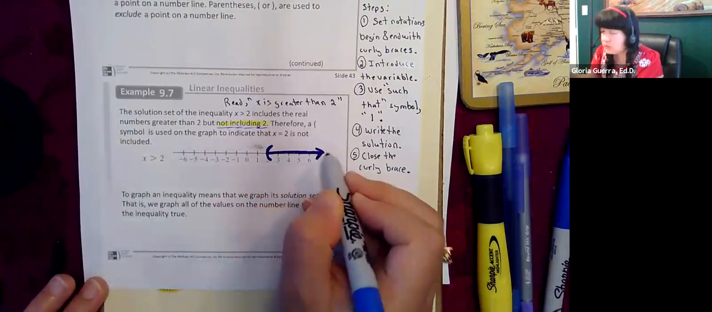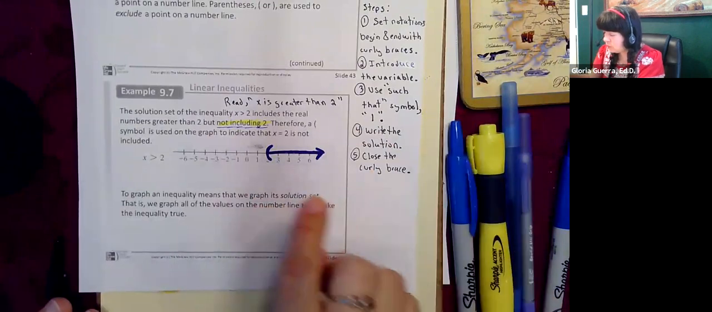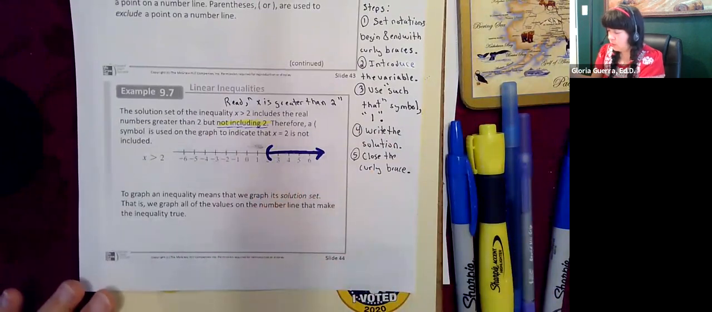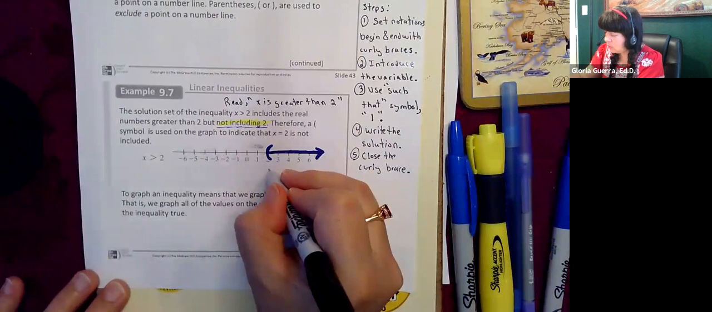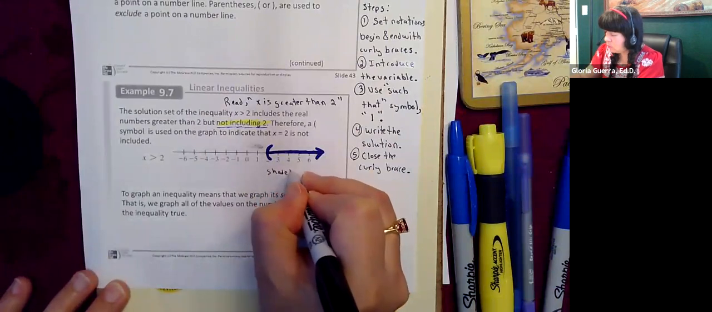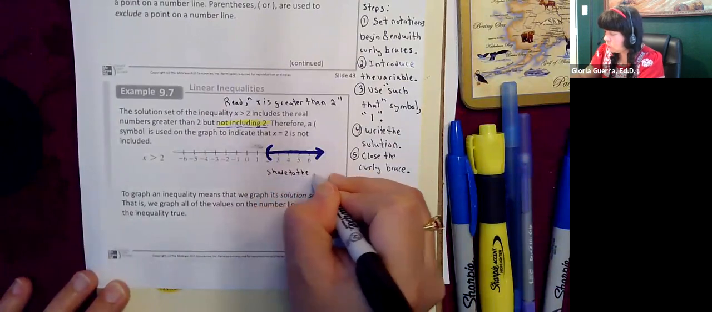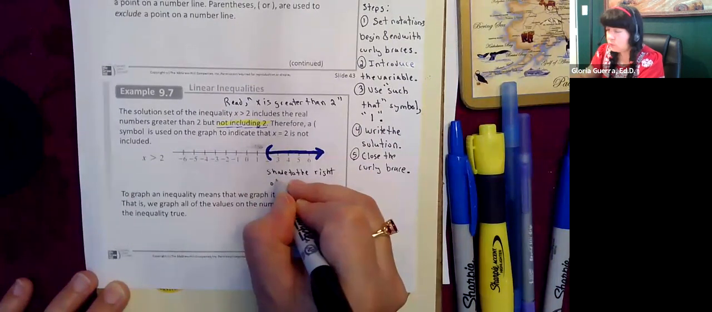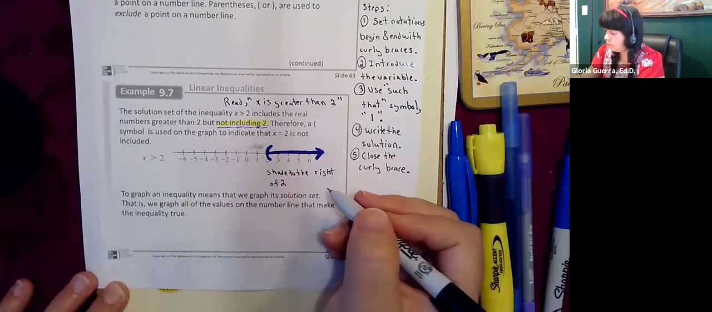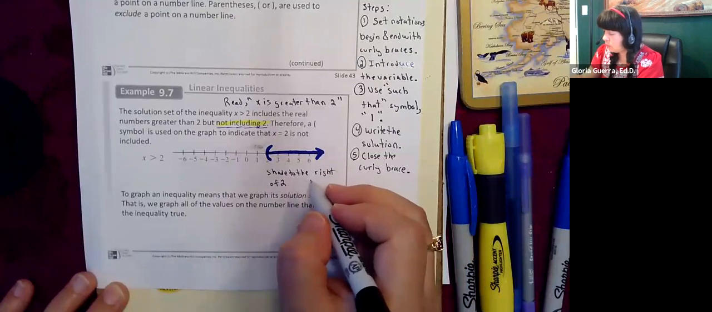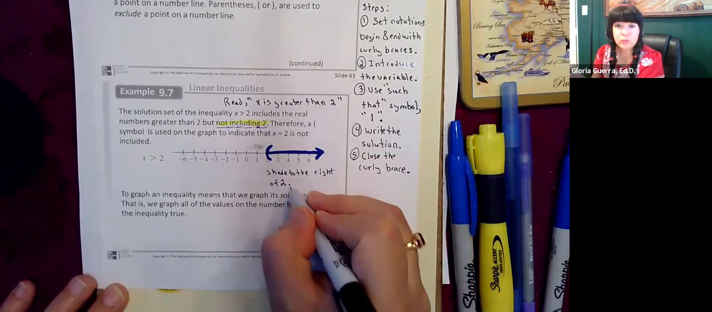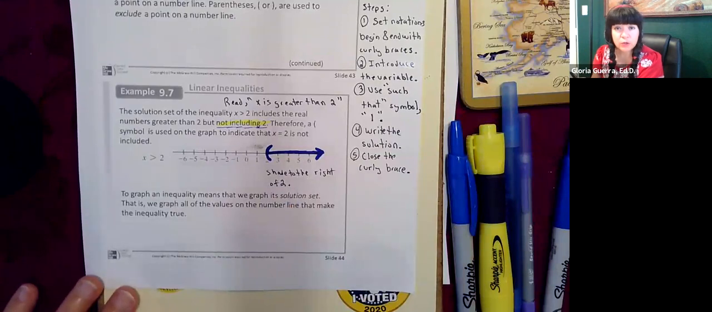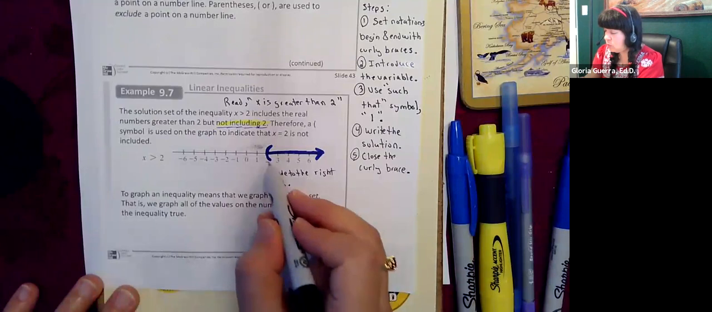This is reflective. You want to shade to the right of 2. Shade to the right of 2, because this is reflective of all your unknowns being greater than 2. And again, you use parentheses.